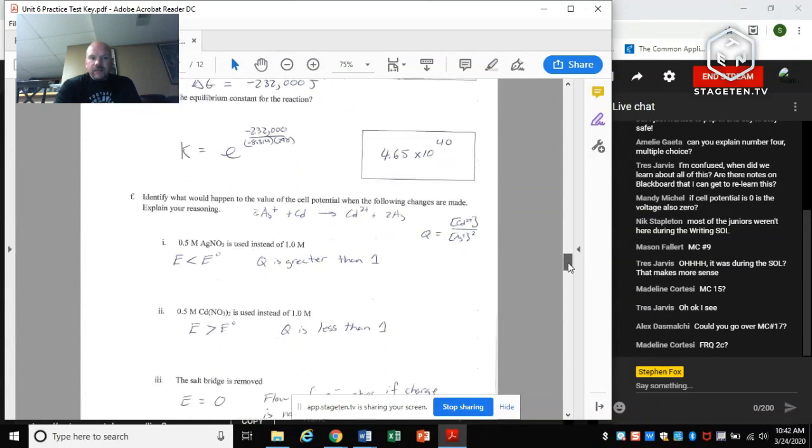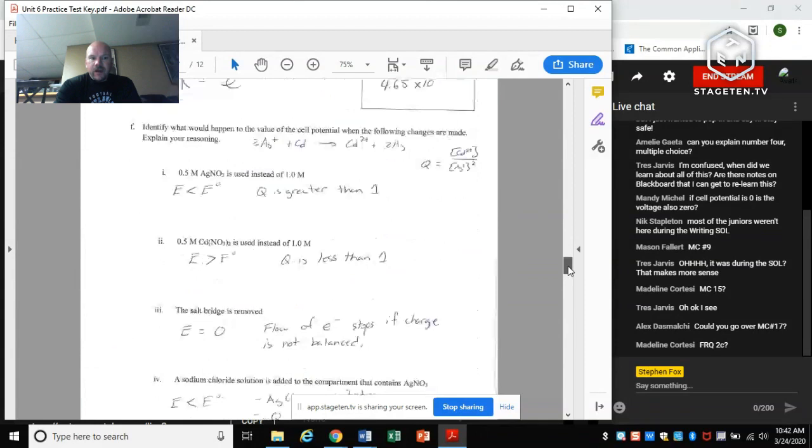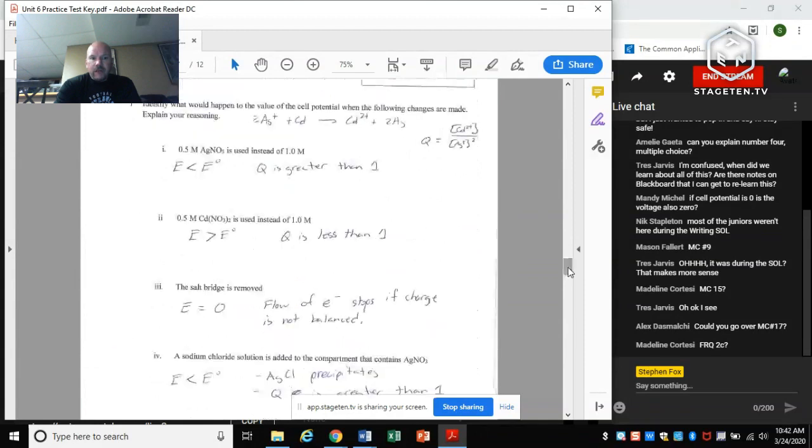How do you guys feel about part F? You feel okay about part F? Using the Nernst equation, you can also use Le Chatelier's principle, right? Decreasing the concentration of a reactant, silver, favors the reverse reaction, so cell potential goes down. Decreasing the concentration of a product favors the forward reaction, right? If I remove some cadmium ions, that's going to drive the reaction this way. So that's going to increase the favorability of the forward reaction, so cell potential would increase, right, for part 2.